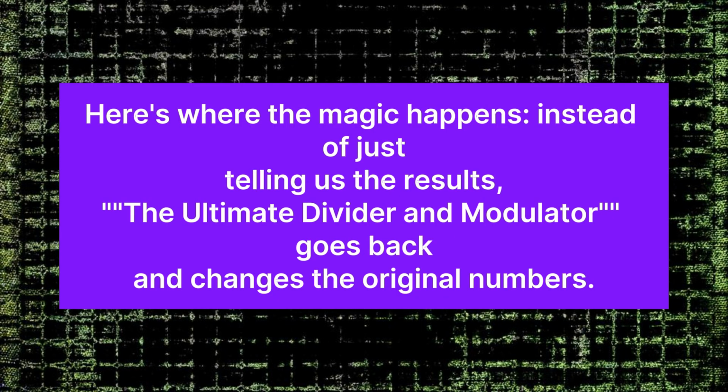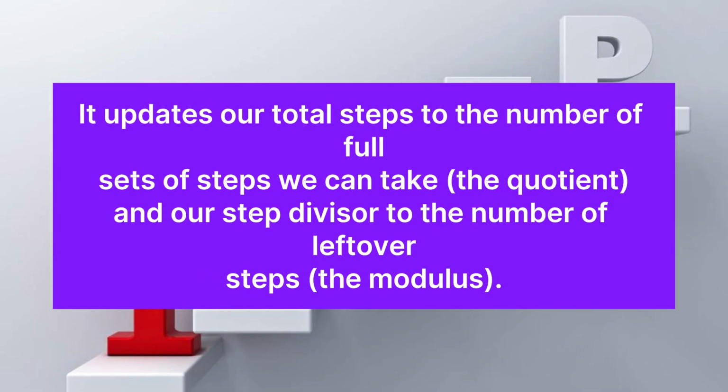Here's where the magic happens. Instead of just telling us the results, the ultimate divider and modulator goes back and changes the original numbers. It updates our total steps to the number of full sets of steps we can take, the quotient, and our step divisor to the number of leftover steps, the modulus.